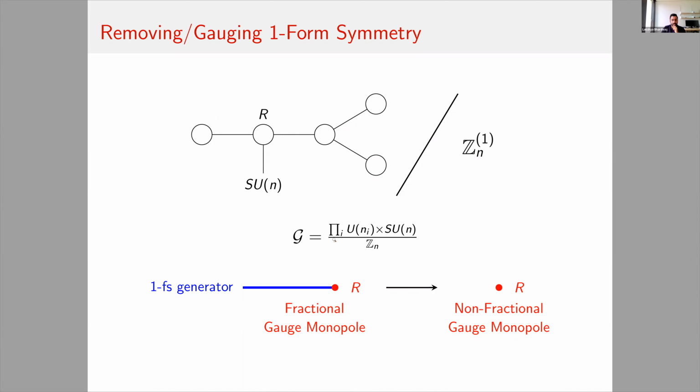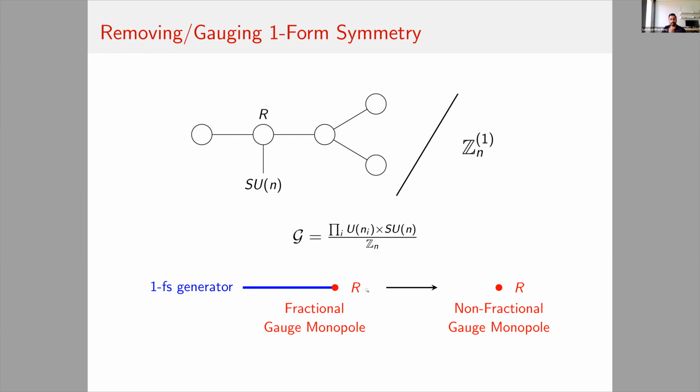Okay. So I've gauged this one-form symmetry. What happens to this configuration? This one-form symmetry generator was generating one-form symmetry, but since I gauged the one-form symmetry, it becomes invisible. It becomes the identity line operator. And the fractional gauge monopole now just becomes a genuine non-fractional monopole operator. And notice that this label R throughout has not changed. So it transformed from a flavor monopole operator to a fractional gauge monopole to a non-fractional gauge monopole, but it's still in this representation R.